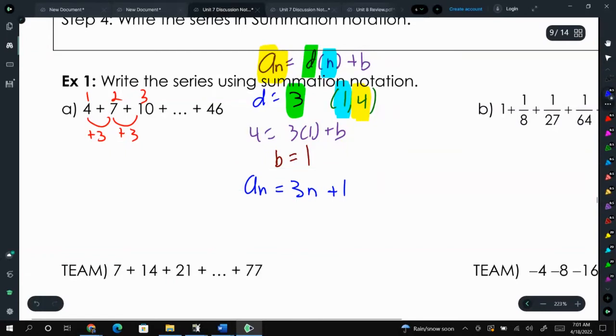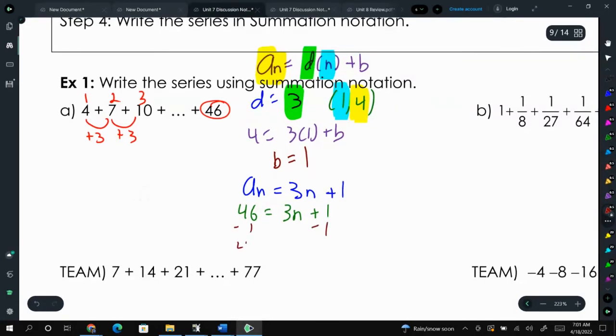Well, we have to figure out what n value gives us 46, because that's going to tell us our upper limit of summation. So we know that a sub n is 46. We know that 3n, we don't know what n is, but we have that plus 1. Subtract 1, 45 equals 3n. Divide both sides by 3, and we get 15 equals n. So this is the 15th term right here.